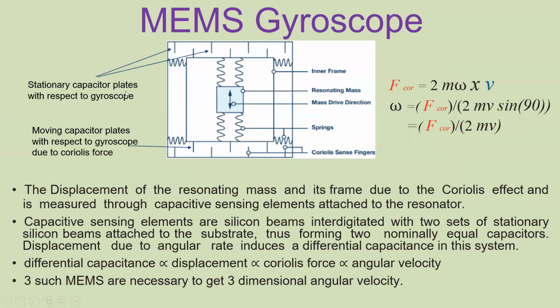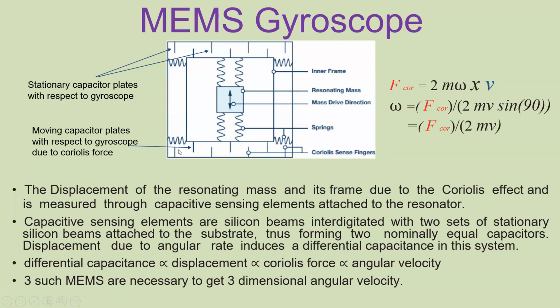And what I said is given here as the summary. You can see these are the stationary plates and these are the moving capacitor plates. With respect to this gyroscope frame, this is moving either in this direction or this, based on the direction of the proof mass. The direction in which this will move will change.